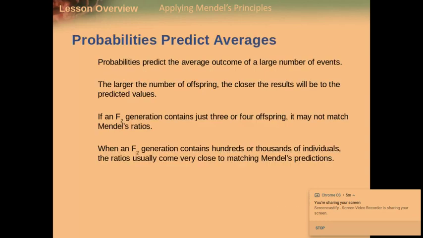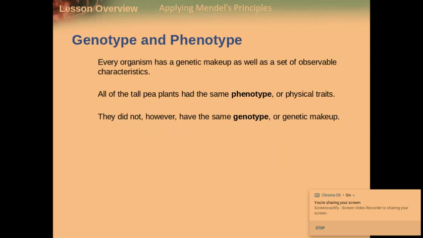Probabilities predict the average outcome of a large number of events. So the larger the number of offspring, the closer the results will be to the predicted value. Going back to that coin flip, the more times you flip a coin, the more likely it is that it will get to 50% of each. If an F2 generation contains just 3 or 4 offspring, it may not match Mendel's ratios exactly, but the more times you do it, the more likely it is that it will turn out that way.